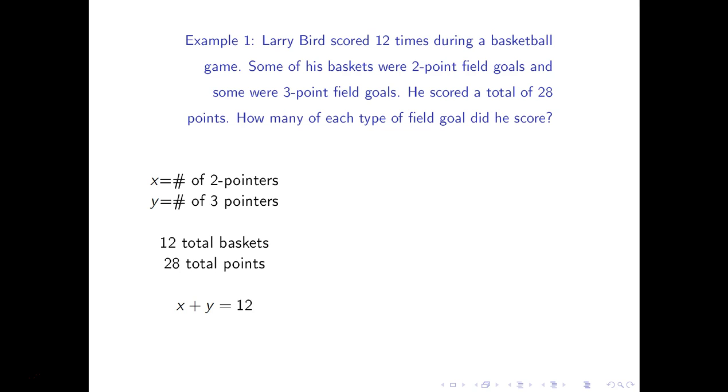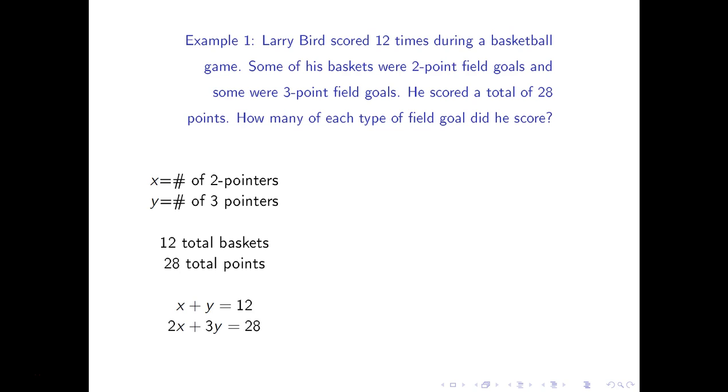Okay, hopefully you thought about it and said, well, each 2-pointer is worth 2 points. So if I score 3 2-pointers, I made how many points? 6. How did you do that? We did 2 times 3. So isn't the number of points he gets from 2-pointers 2 times x, the number of points from 3-pointers 3 times y, so you get 2x plus 3y equals 28. Now notice we have a system of equations that we can solve. I want you to pause the video and solve that system of equations.